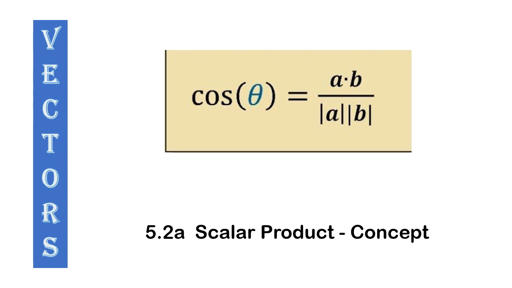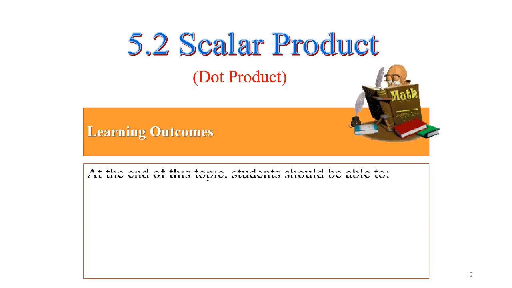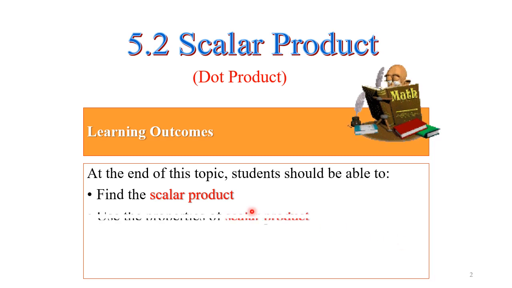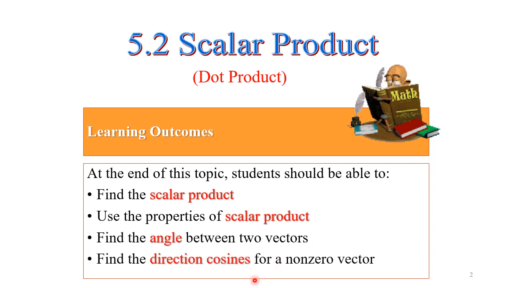In this video we discuss the scalar product. So look at the learning outcomes first. We will learn how to find the scalar product, use the properties of the scalar product, find the angle between two vectors, and lastly, find the direction cosine for non-zero vectors.